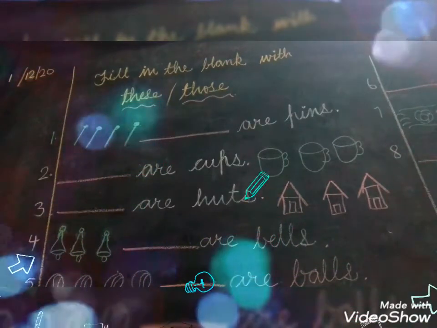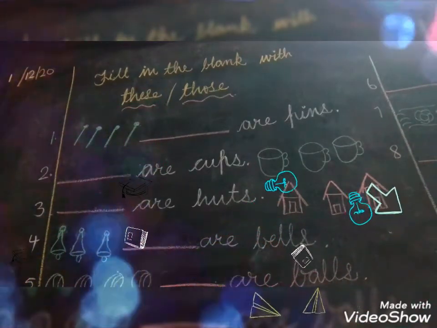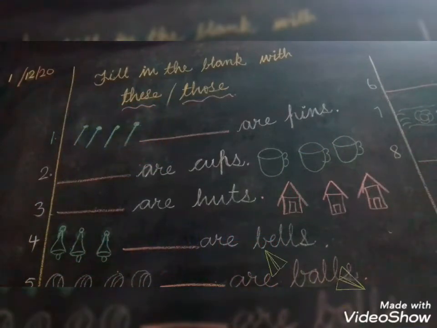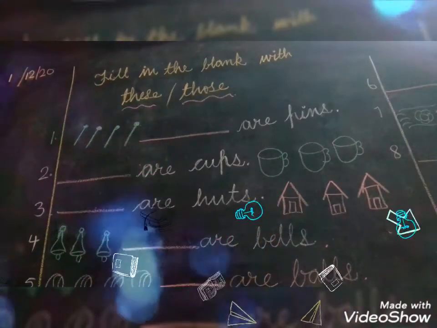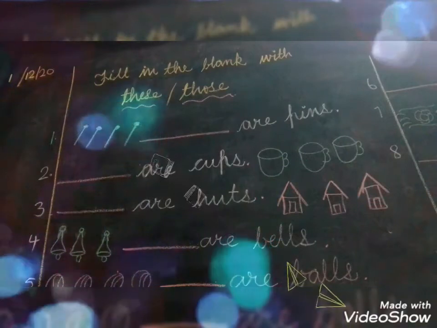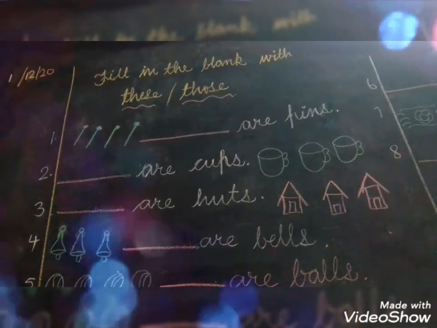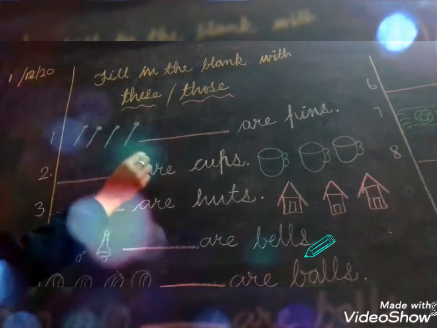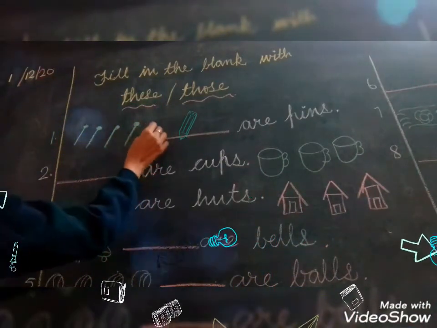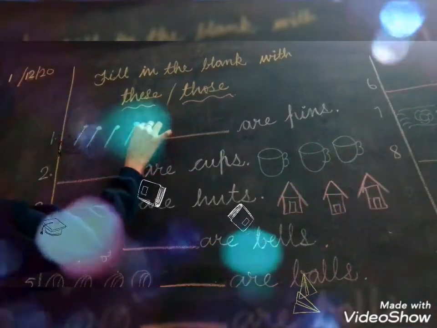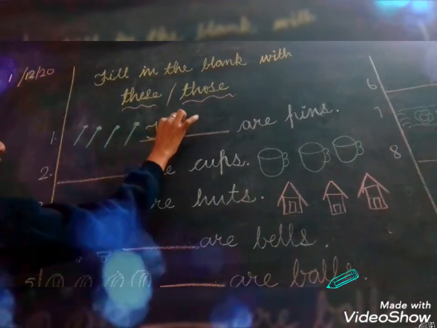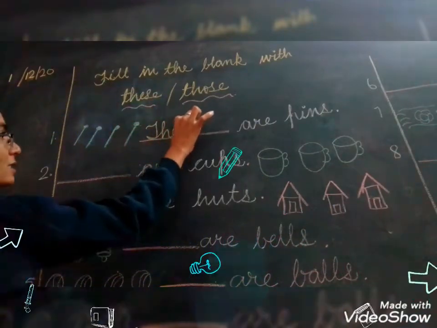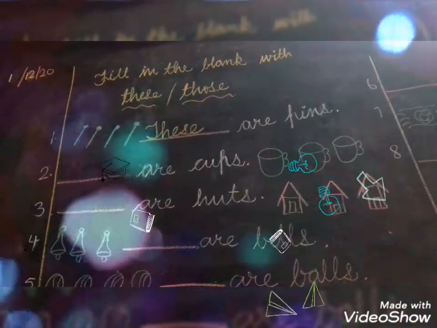Very good. So the first one: blank are pins. What will come here, these or those? Pins are close to us, so you will write: these are pins. What is the spelling of these? T-H-E-S-E. These are pins.